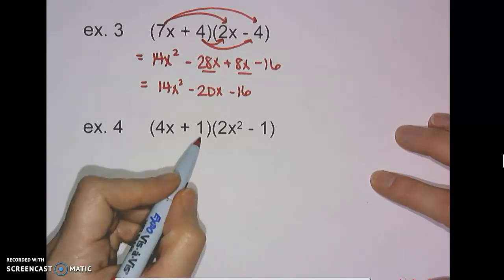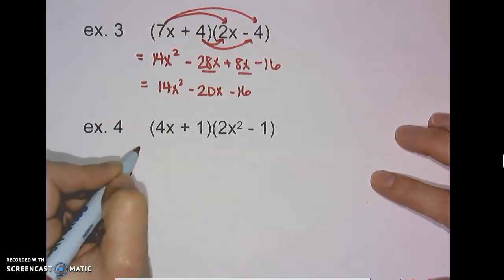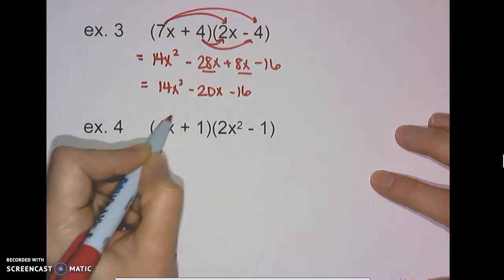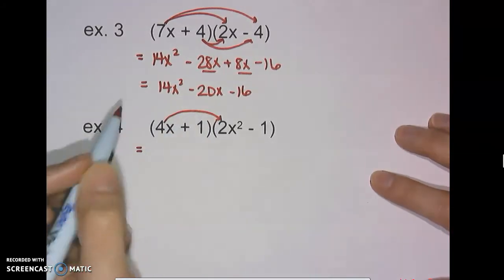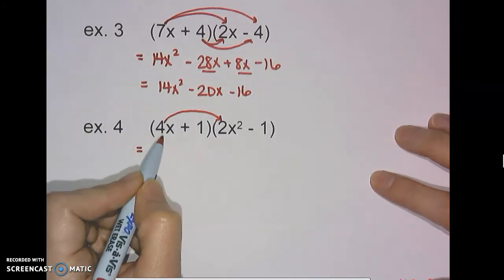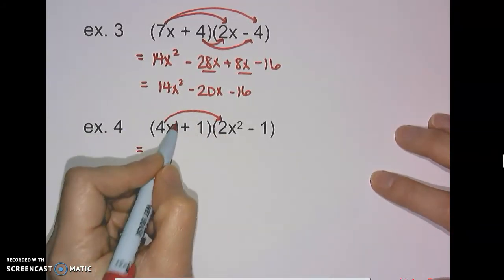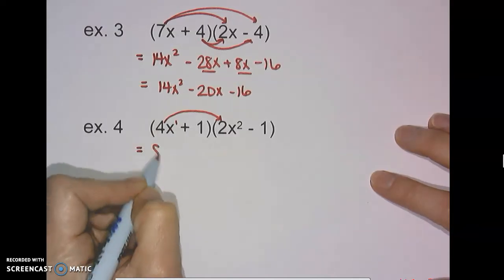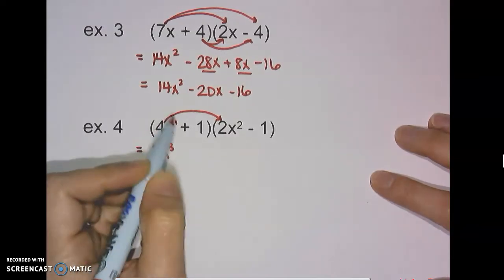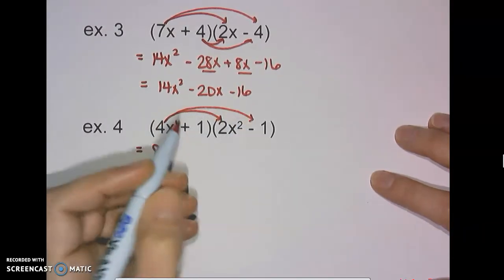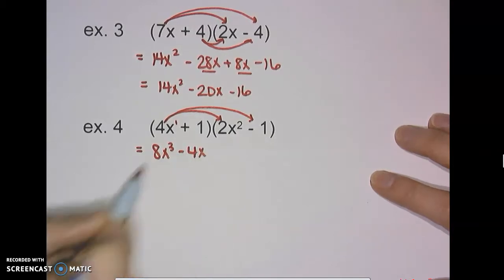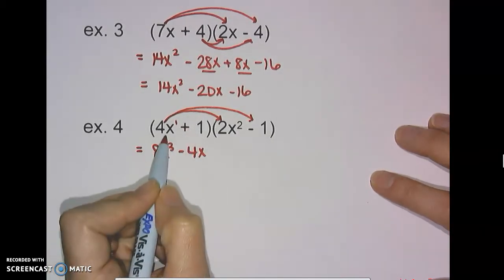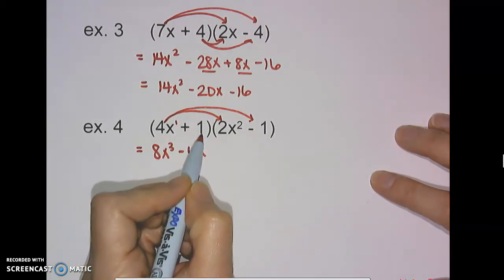So we have 4x plus 1 times the quantity 2x squared minus 1. 4x is going to get distributed to everything in the second parentheses first. So 4x times 2x squared, keeping in mind that's a 1 there, that would give us 8x to the third. And 4x times negative 1 is a negative 4x. That has been distributed to everything, so we're moving on here.